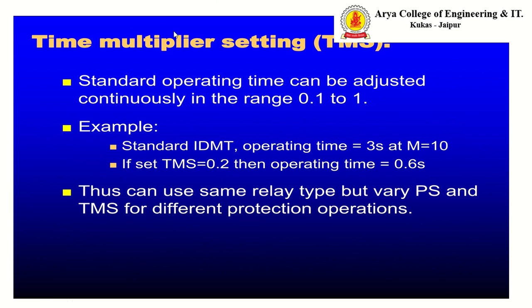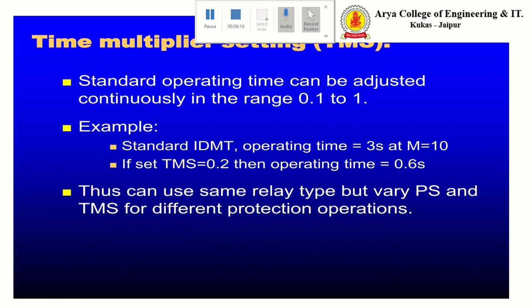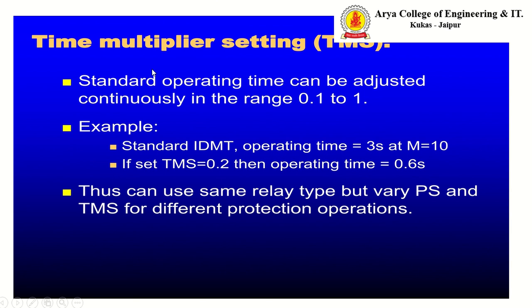Now similarly, time multiplier setting: PSM and TMS are two very important parts of an overcurrent relay. The standard operating time can be adjusted continuously in the range of 0.1 to 1.5 seconds. For example, standard IDMT operating time is 3 seconds at m equals 10.